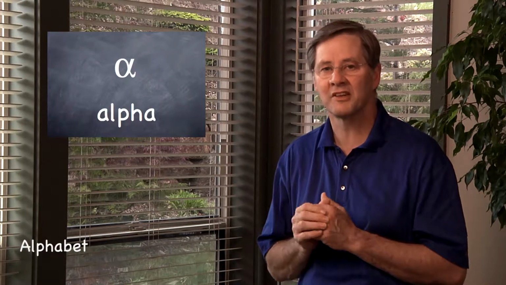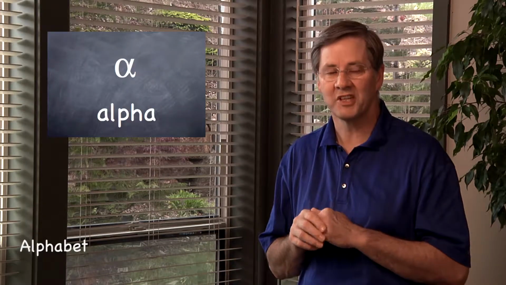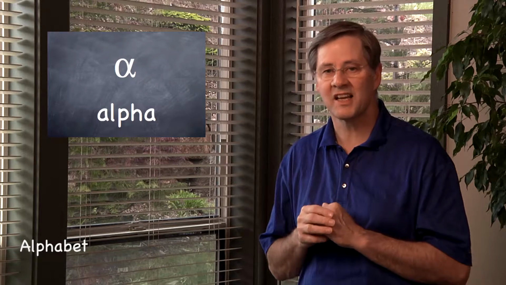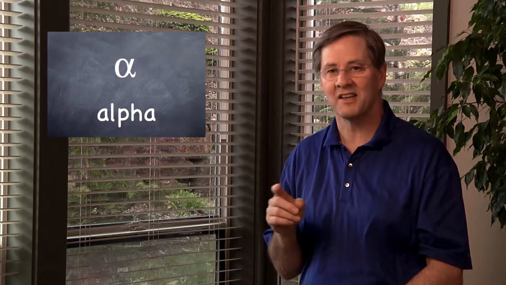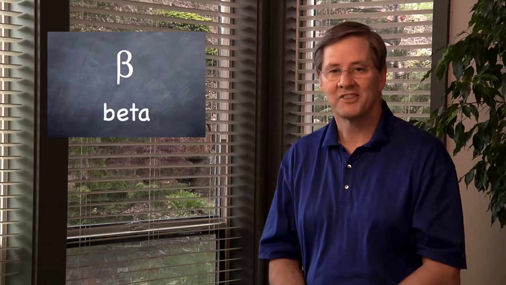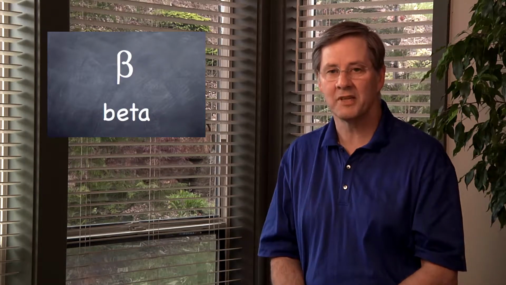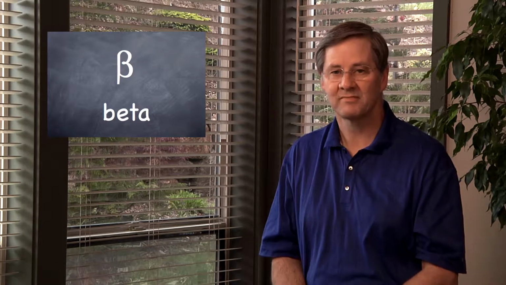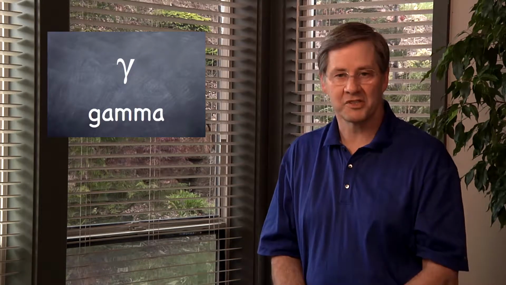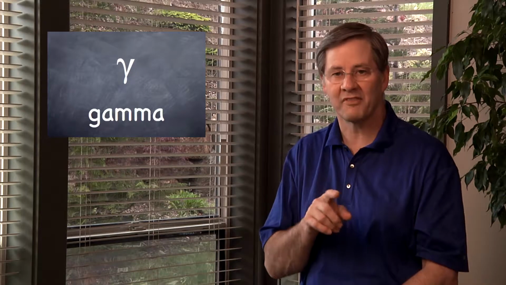The first Greek letter is the letter alpha. It's pronounced like the A sound in the English word father. So alpha is as in father. The second letter is the B sound. It's called beta, like in the word Bible. The third letter, there's no C in Greek, so this is where we have the G sound.